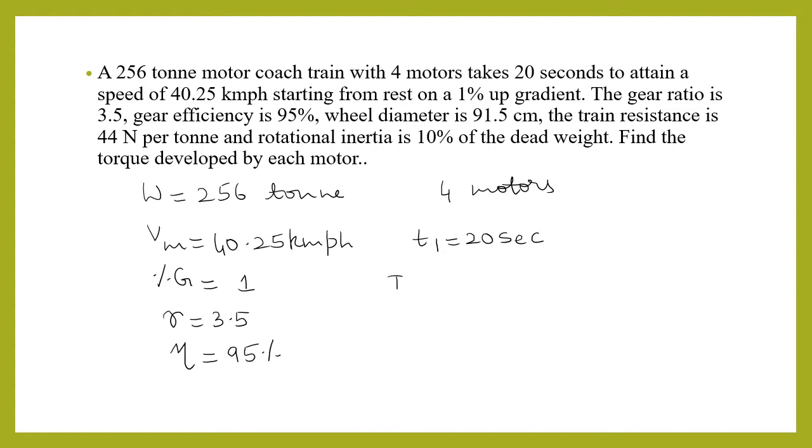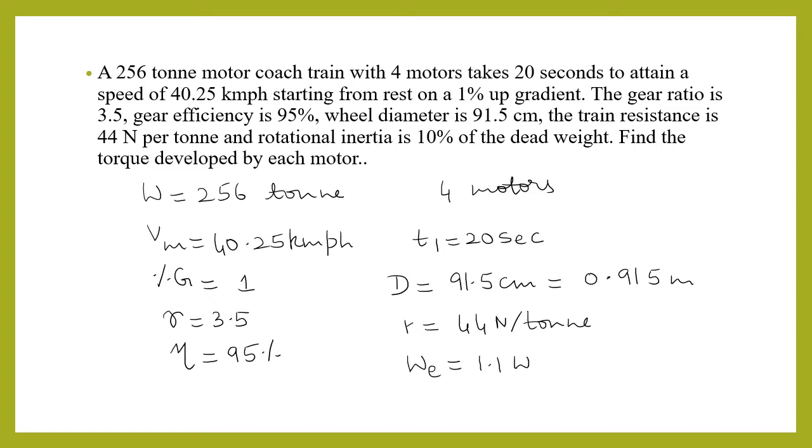Wheel diameter D is 91.5 centimeter, that is equal to 0.915 meter. Train resistance R equal to 44 Newton per ton. Rotational inertia is 10%, therefore the accelerating weight WE is 1.1 times W.